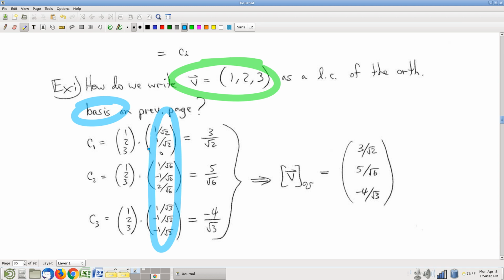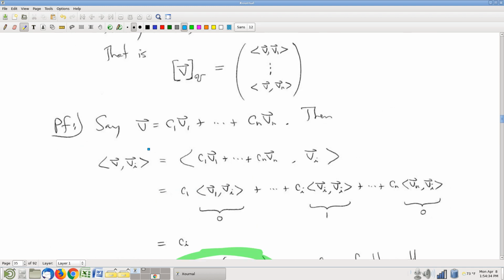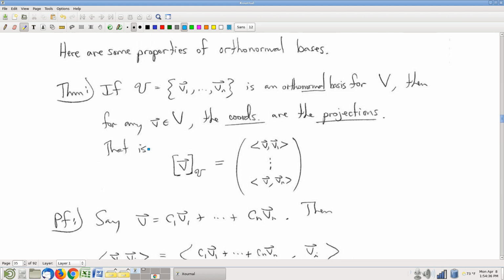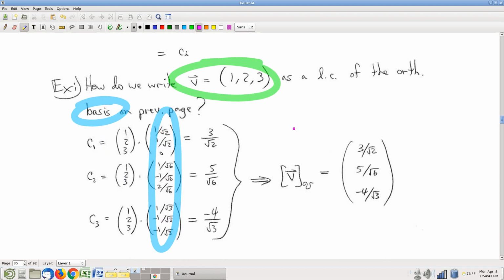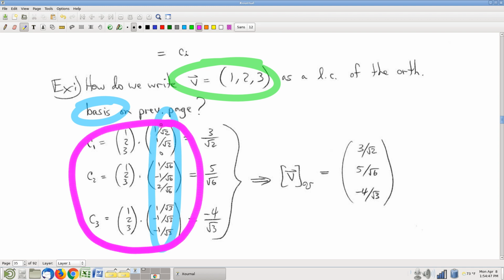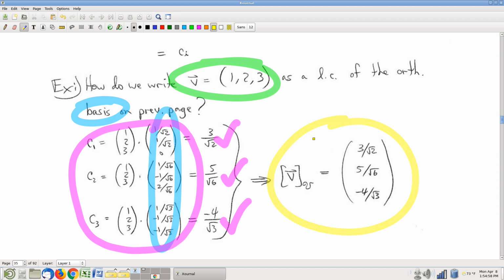The theorem above is what saves us that trouble. This theorem above says if you're interested in coordinates, don't worry about it. Just compute projections. They're the same thing anyway. And so rather than computing the coordinates, I compute here the projections. That's just dot products. Super easy calculations. And therefore it's easy to find the coordinates. They are the same thing. Everybody on board? It gives you a computational alternative.